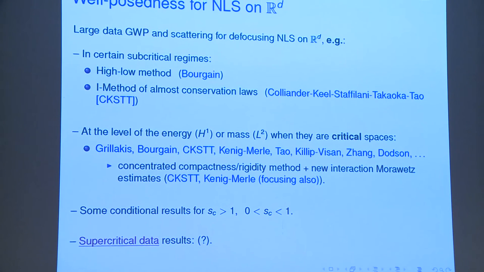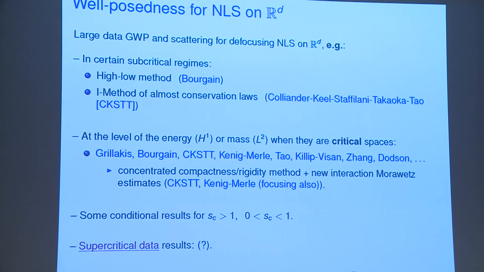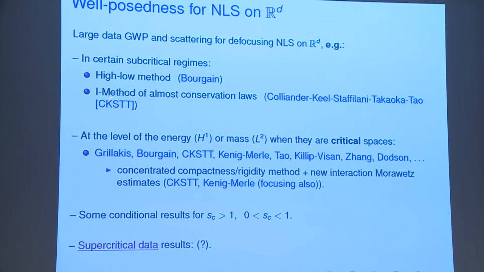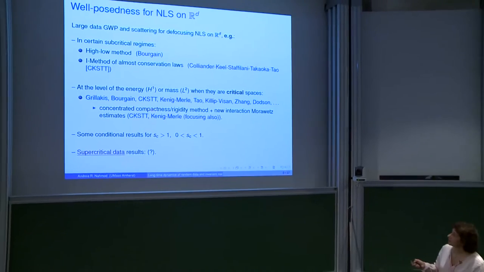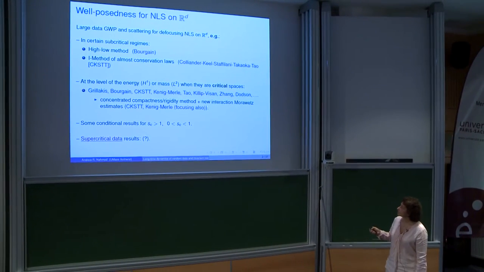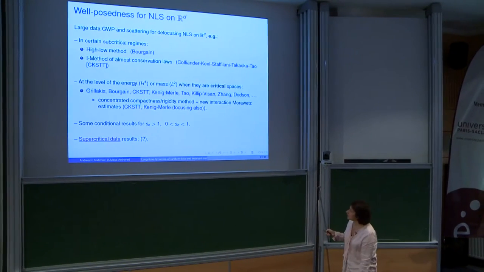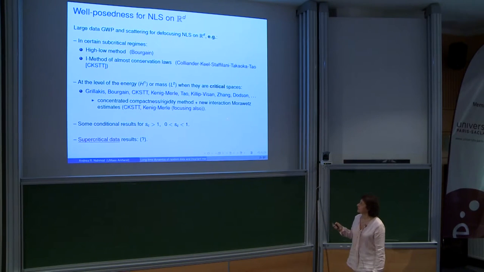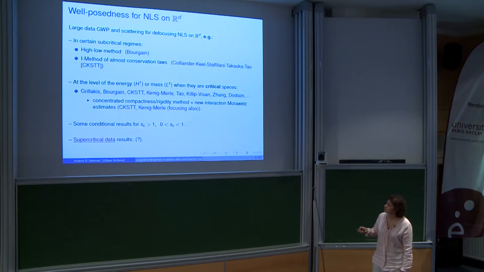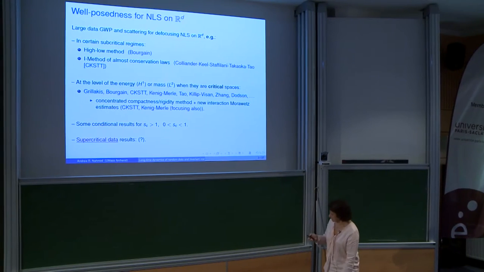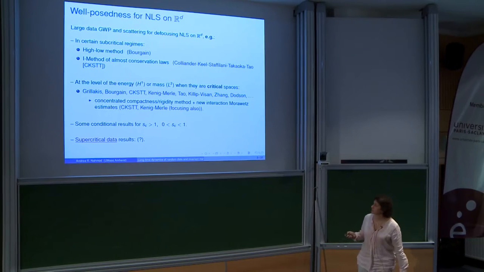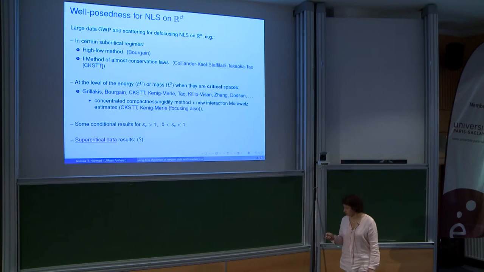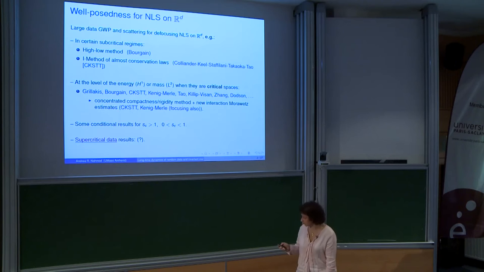So here is quickly a review of some of the work that you all know on R^d. This is for subcritical regimes. Here, the work of Bourgain, the work of Colliander, Keel, Staffilani, Takaoka and Tao. And then for critical equations, and I'm not putting all names, there has been a lot of fantastic work and also some conditional results at intercritical. And supercritical, as I said, there is really nothing known in the defocusing case.